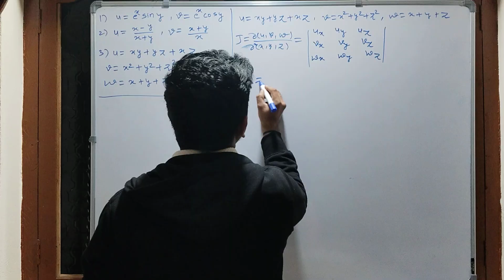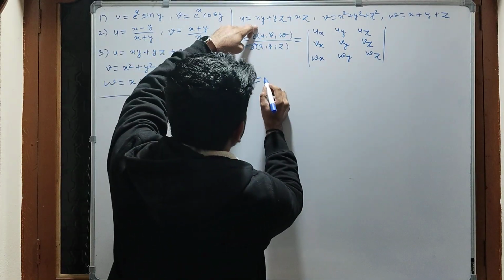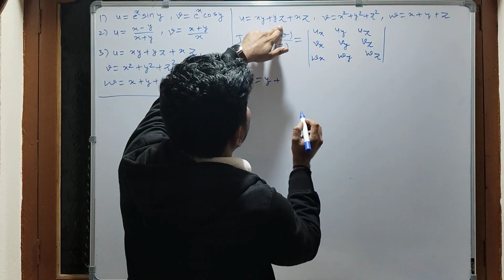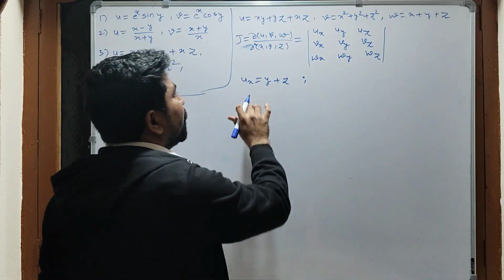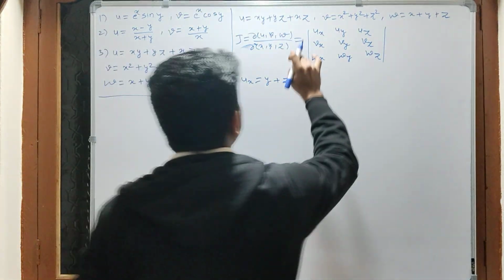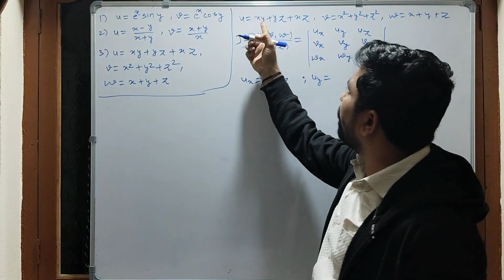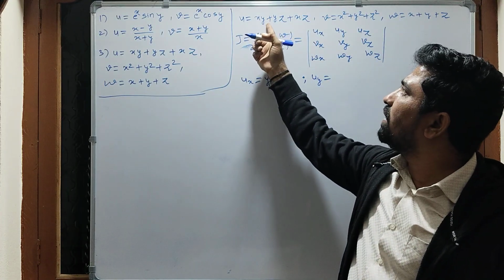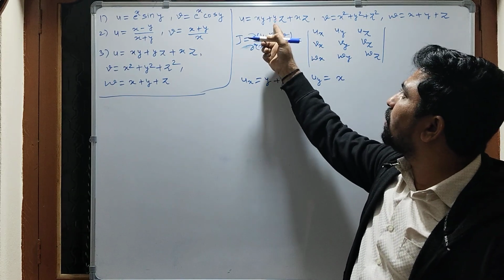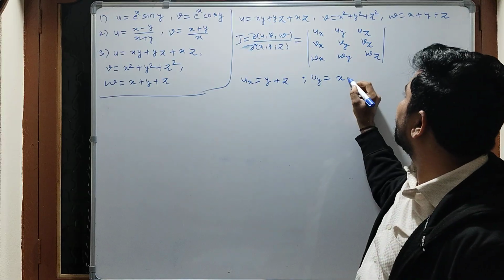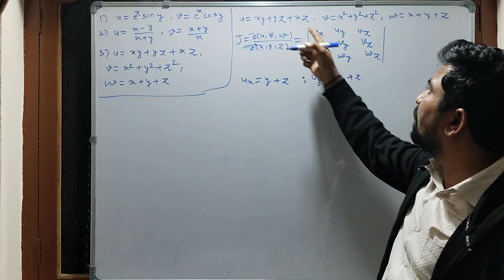Now I want to find ux, the partial derivative of u with respect to x. Here x is there, so this is y plus, the complete term is constant so 0, plus this is z. So this is my partial derivative of u with respect to x. Now the partial derivative of u with respect to y: derivative of y with respect to y is 1, this is x, and for yz the derivative of y with respect to y is 1, this is z, and here there is no term y, so the complete term is constant, and the derivative of a constant is 0.